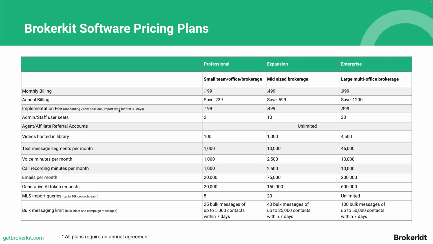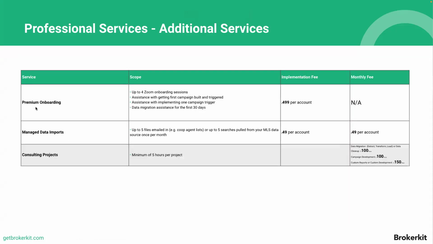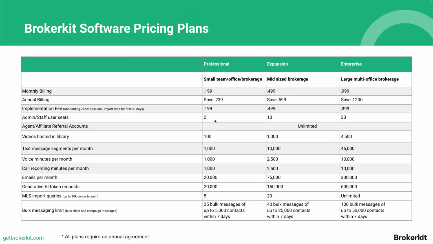And then there's a $199 implementation fee that includes 2 onboarding Zoom sessions, and we import your data for you for the first 30 days. The first Zoom session is a one-on-one session with you guys. The second is a group session. Or if you want to hit the ground running, we have a premium onboarding option for a $499 one-time fee. That gives you 4 guided one-on-one Zoom sessions, assistance with getting your first campaign built and triggered, assistance with implementing one campaign trigger, and data migration assistance.